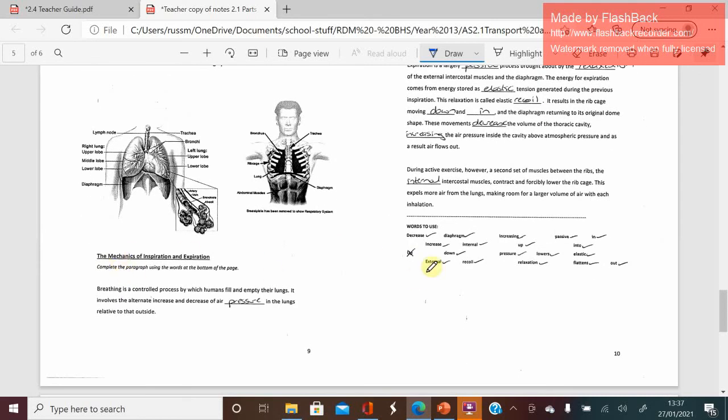Okay, here we have complete using. These are the words here that you want to use. And anyway, the answers are there. So breathing is controlled by humans fill and empty their lungs. It involves alternate increase and decrease of air pressure.